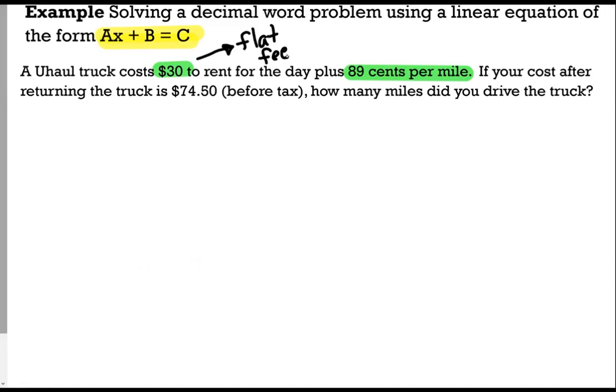Then it says plus 89 cents per mile. This is a rate that's going to be dependent on your mileage. I know it's a rate. Notice this language here, cents per mile. So in this case, it's 89 cents for every 1 mile. That's our rate.